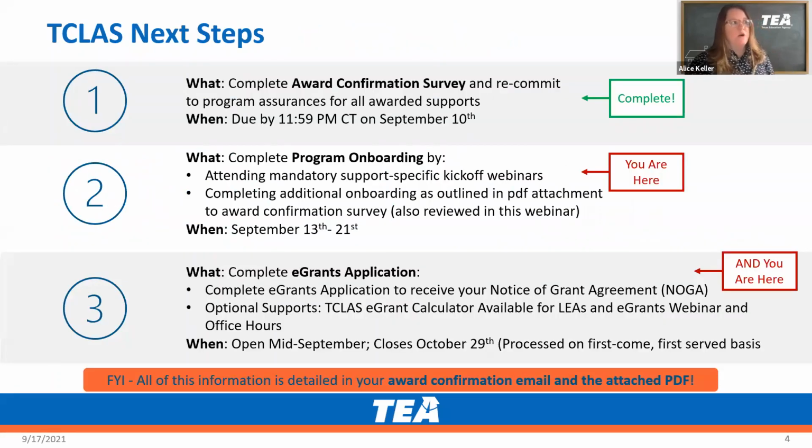So let's get started on where we're at right now. TCLAS, as you've seen in the launch webinars, is a three-step process. Step one was that you all completed your award confirmation survey, recommitting to those program assurances for all award support. So that's checked off. We're done there. We're currently sitting in between steps 2 and 3. So you're here completing your program onboarding.